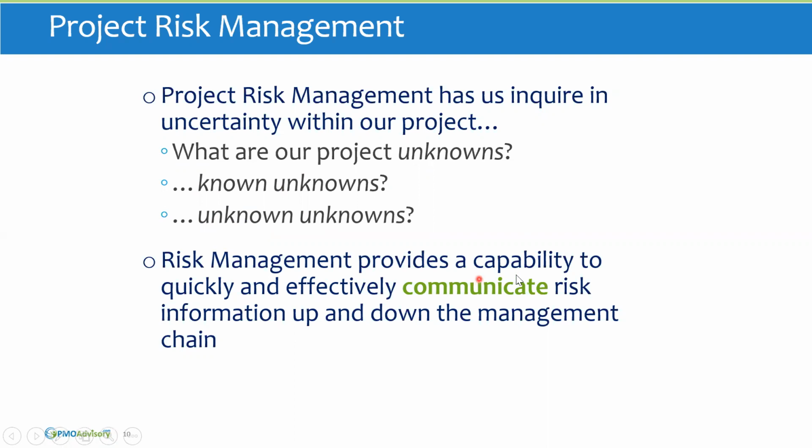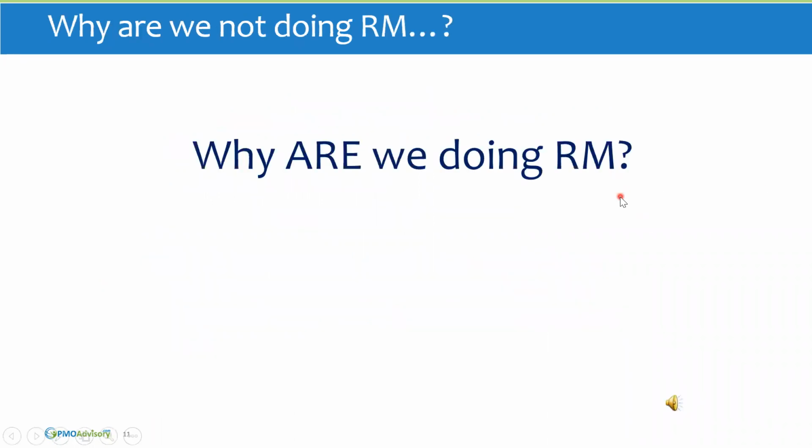Risk management allows us a capability to quickly and effectively communicate risk information up and down the management chain. Some uncertainty questions we want to ask ourselves are: what can go wrong? What is the likelihood of it? What is the consequence of it going wrong? And what can we do to avoid it? That would be for threat risk. For opportunity risk: what could be a benefit out of this project? What is the likelihood of it? What are the consequences of that benefit occurring? And what can we do to encourage the benefit? So we can look at that both ways.